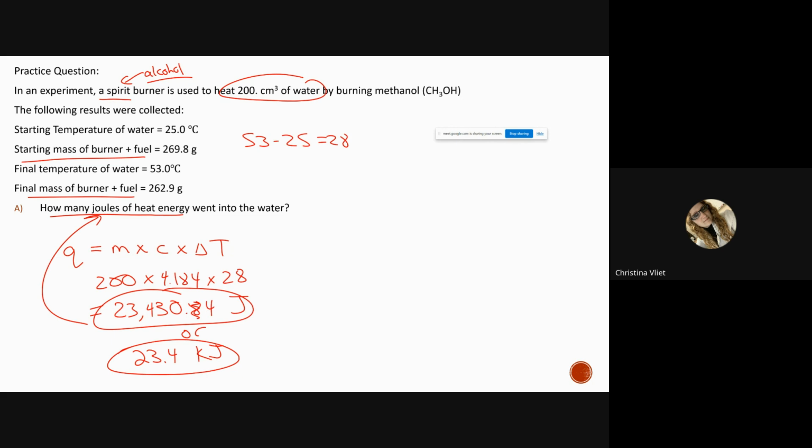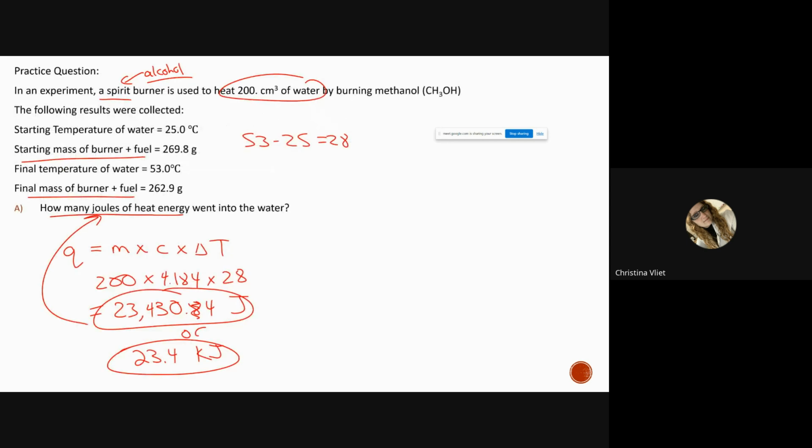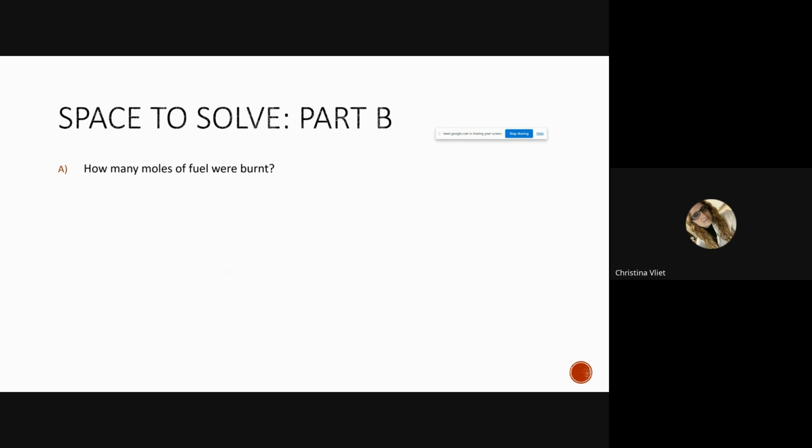Second question. How many moles of fuel were actually burned? How would we figure this out? Look at the data. Before we burned it, this was the mass of the burner and the fuel. After we burned it, this is the mass of basically that can and the fuel. How do we get just the fuel that was used? Subtract these two numbers. So you do 269.8 minus 262.9.